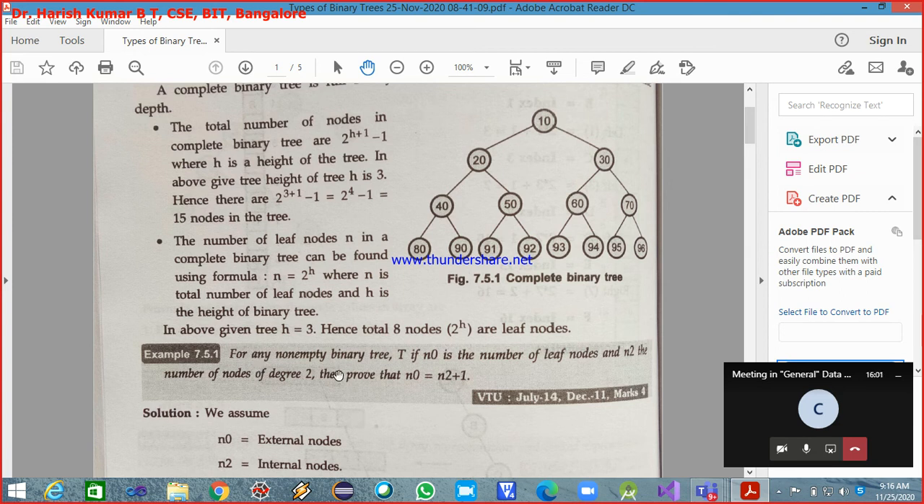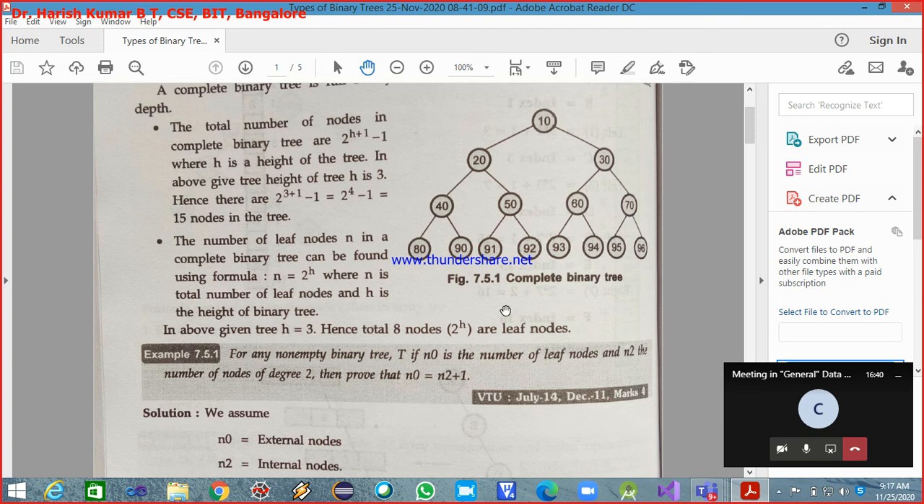So this is actually a proof. For any non-empty binary tree T, if n0 is the number of leaf nodes and n2 is the number of nodes of degree 2, then prove that n0 is equal to n2 plus 1.